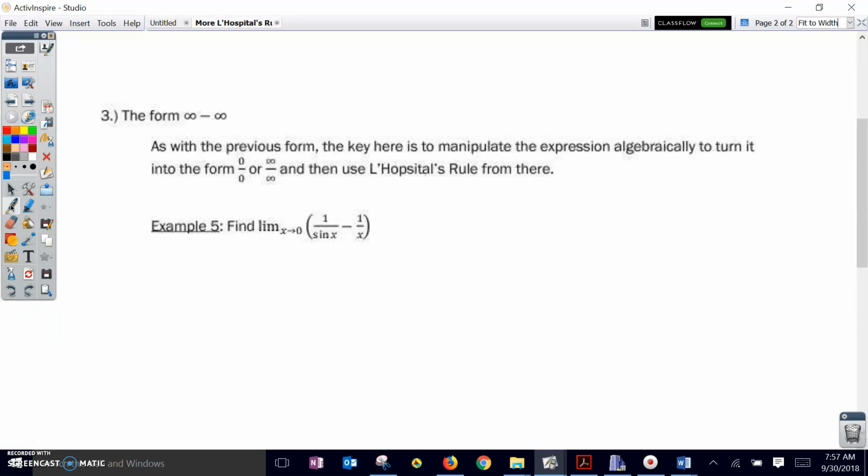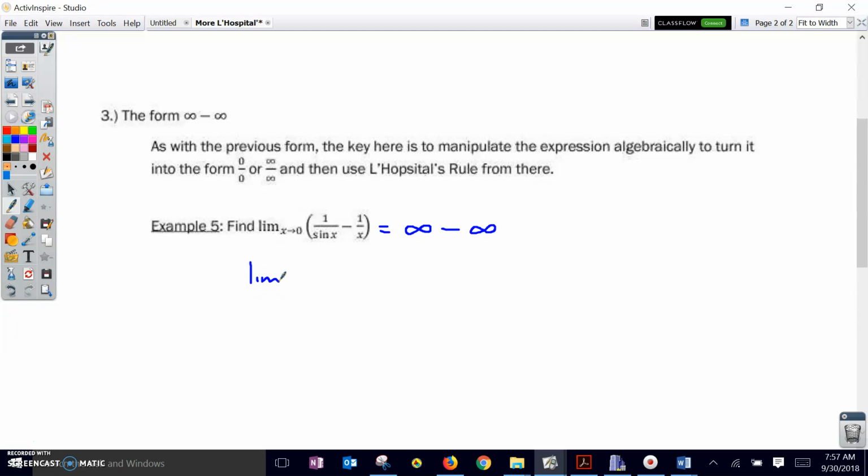And if you think about what's happening here, if I try to evaluate this, I've got 1 over the sine of x as x approaches 0. And the sine of x approaches 0 as that happens. So we've got 1 over something approaching 0, so that approaches infinity. Same for 1 over x. And so we have the form infinity minus infinity. And so we want to manipulate this algebraically and turn it into a fraction so that it's either 0 over 0 or infinity over infinity.